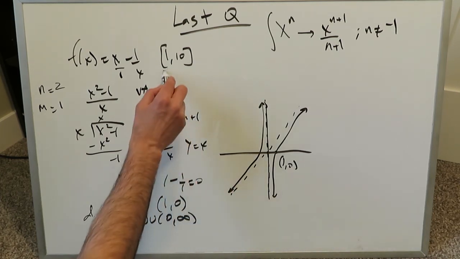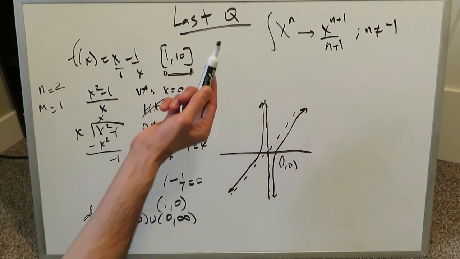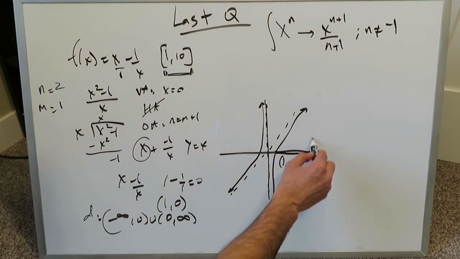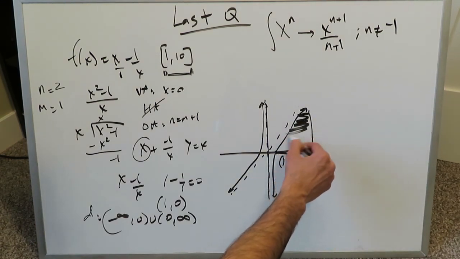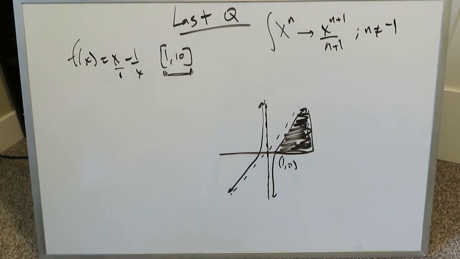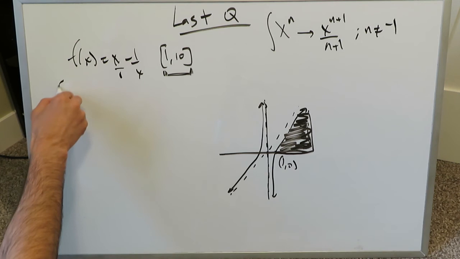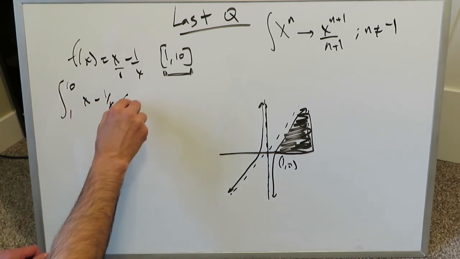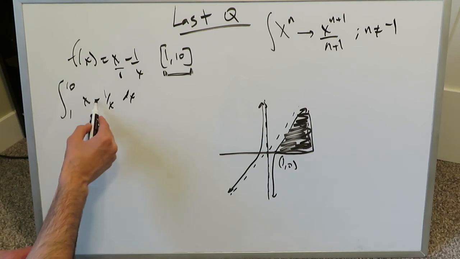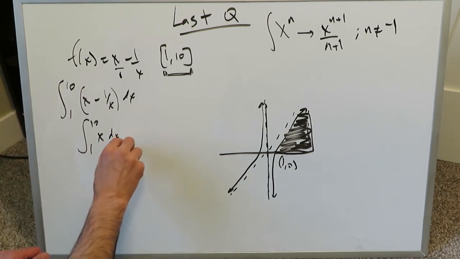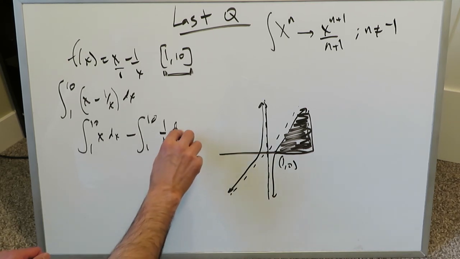What are we looking at here in terms of the area under the graph for our integral question from 1 to 10? You're looking from here 1 all the way up to this 10. So you're looking at this region over here, and that's what we have to examine in terms of integral. So this by no means is a hard question. You're looking at the integral from 1 to 10 of x minus 1 over x dx. You can separate it out around the minus. You're looking at the integral from 1 to 10 of x dx minus the integral of 1 over x dx.